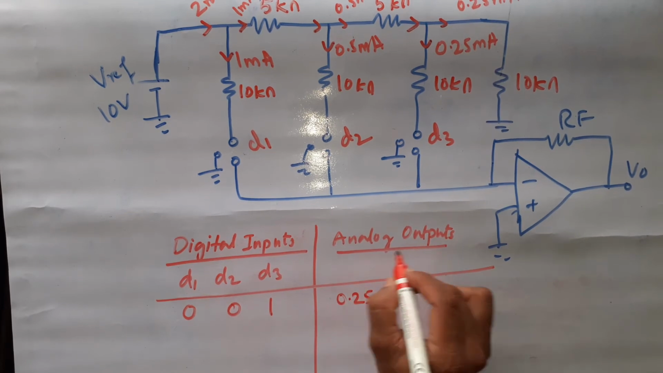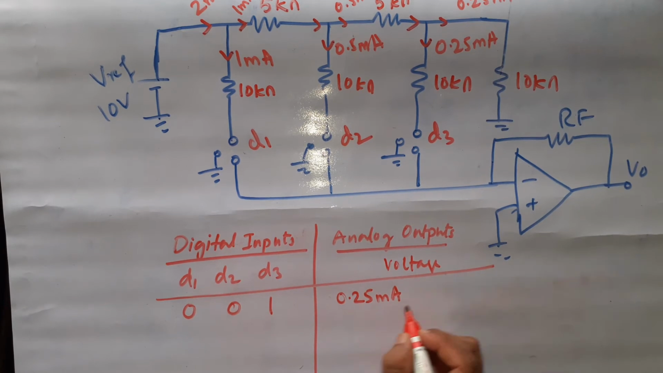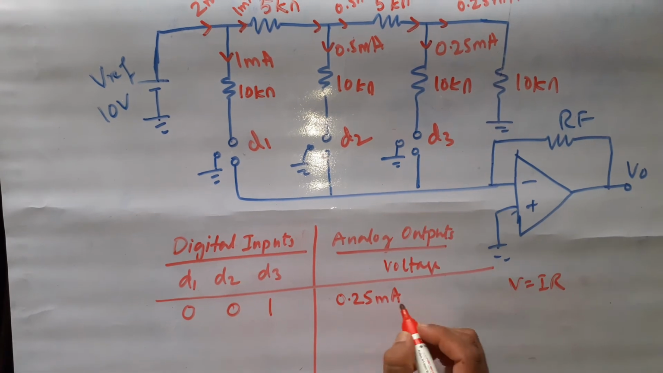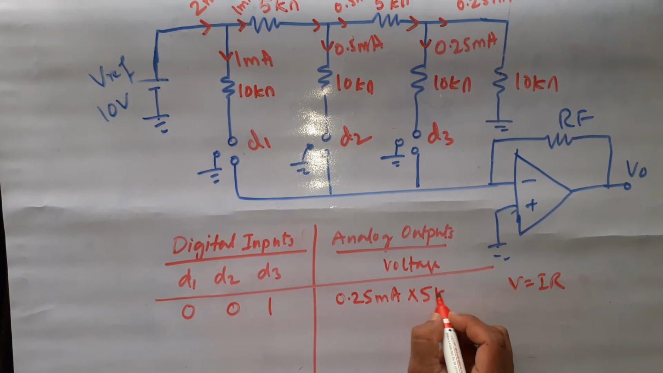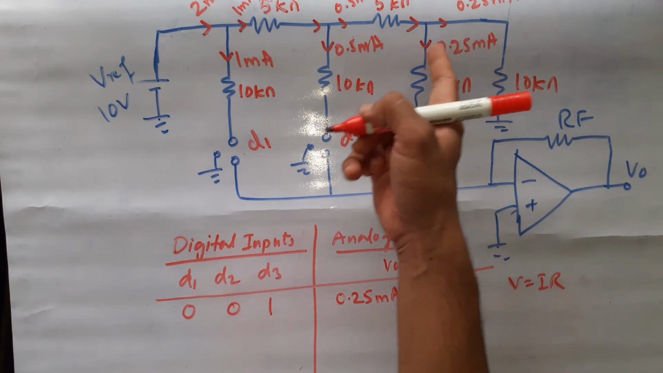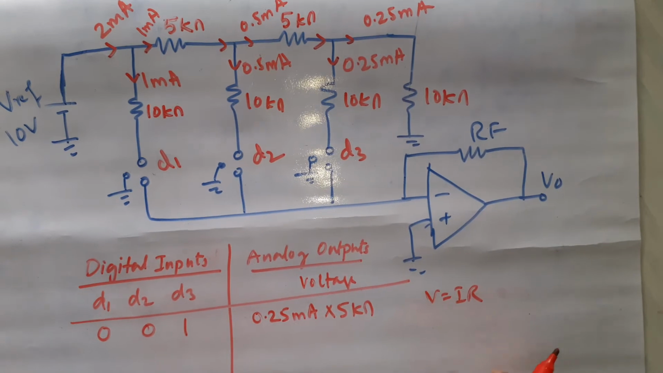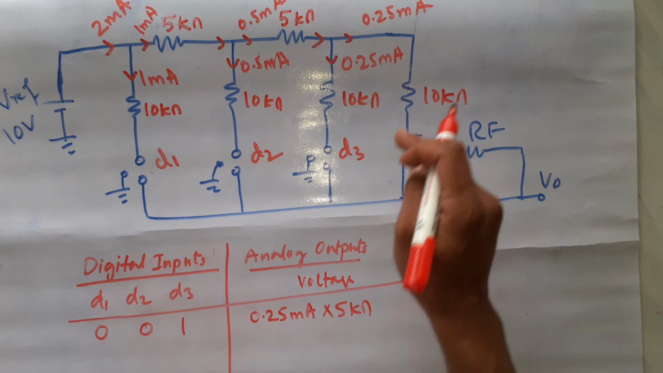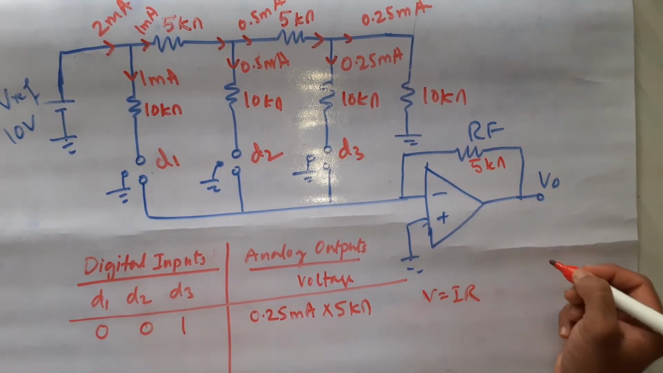Now, I want the analog output voltage. So, what is voltage? V equal to I into R. I got the current coming here with what resistance? Yes, 5 kilo ohm. You may be thinking, why 5 kilo ohm? We have 10 kilo ohm here, right? This resistance doesn't matter now. What matters is our feedback resistance RF of your operational amplifier. The feedback of your op amp has 5 kilo ohm resistance.